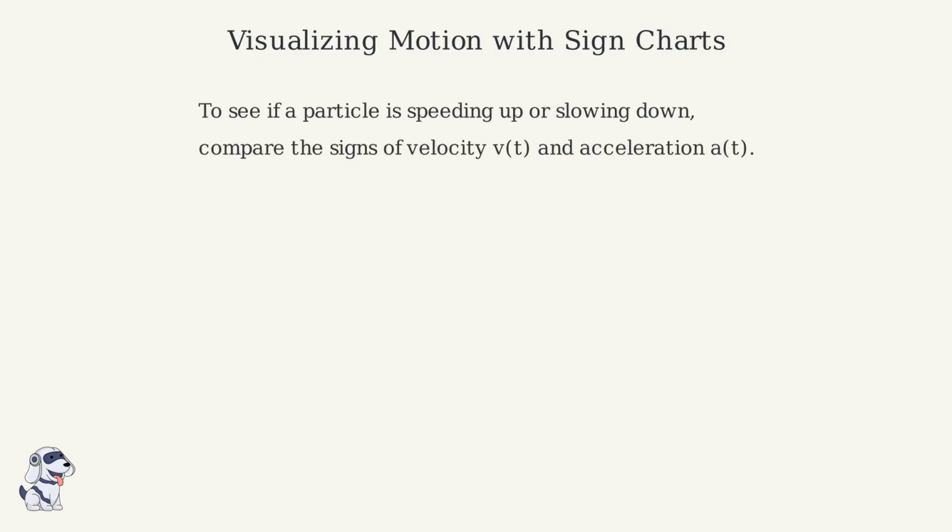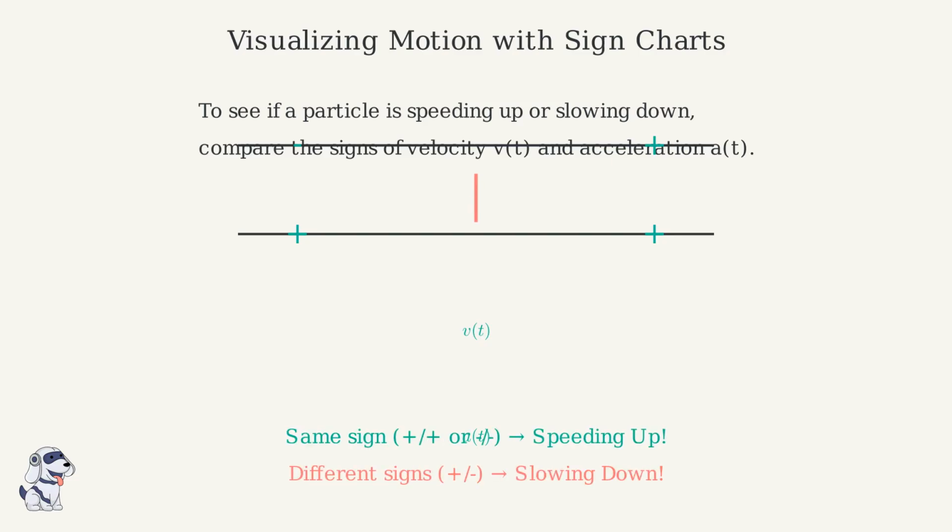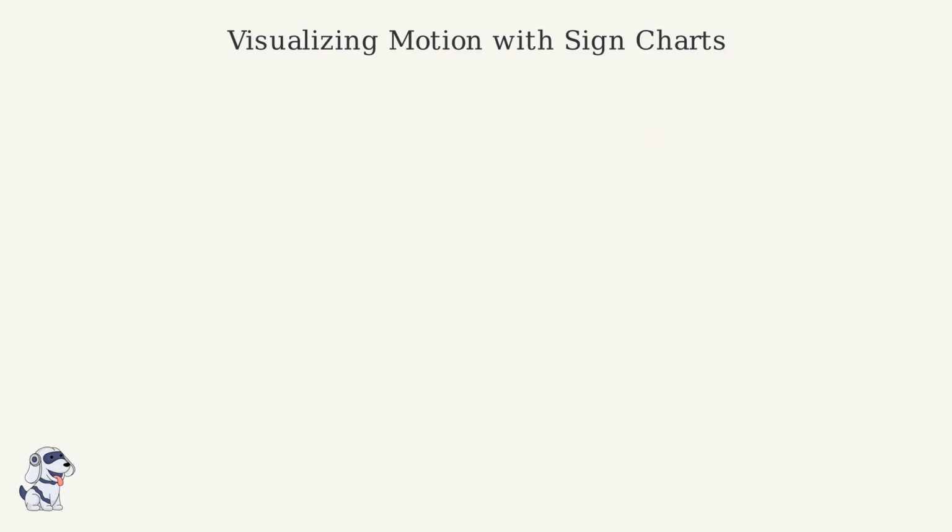To understand how a particle moves, we use a simple visual tool called a sign chart. We stack 2 number lines, one for velocity and one for acceleration. By looking at the intervals where they are positive or negative, we can easily spot the behavior. The rule is friendly and simple. If they have the same sign, the particle is speeding up. If they differ, it is slowing down. This chart keeps your signs organized and prevents common mistakes. Give it a try on your next problem.